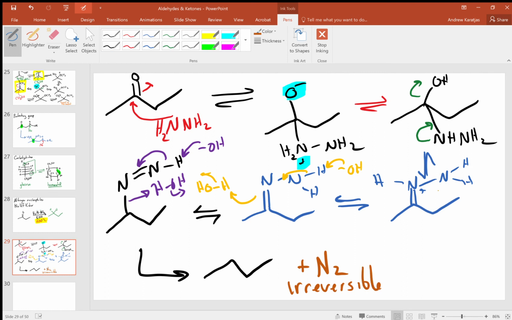Why is it irreversible? Well, there's a couple reasons why it's irreversible. First, as a gas, as soon as nitrogen forms, it just evaporates out of the solution. Second, nitrogen is pretty much completely inert. I think we've said previously that we often use nitrogen in organic chemistry as an inert atmosphere for a lot of different reactions. So once that nitrogen is left, it's not going to add back in, and the reaction is done.